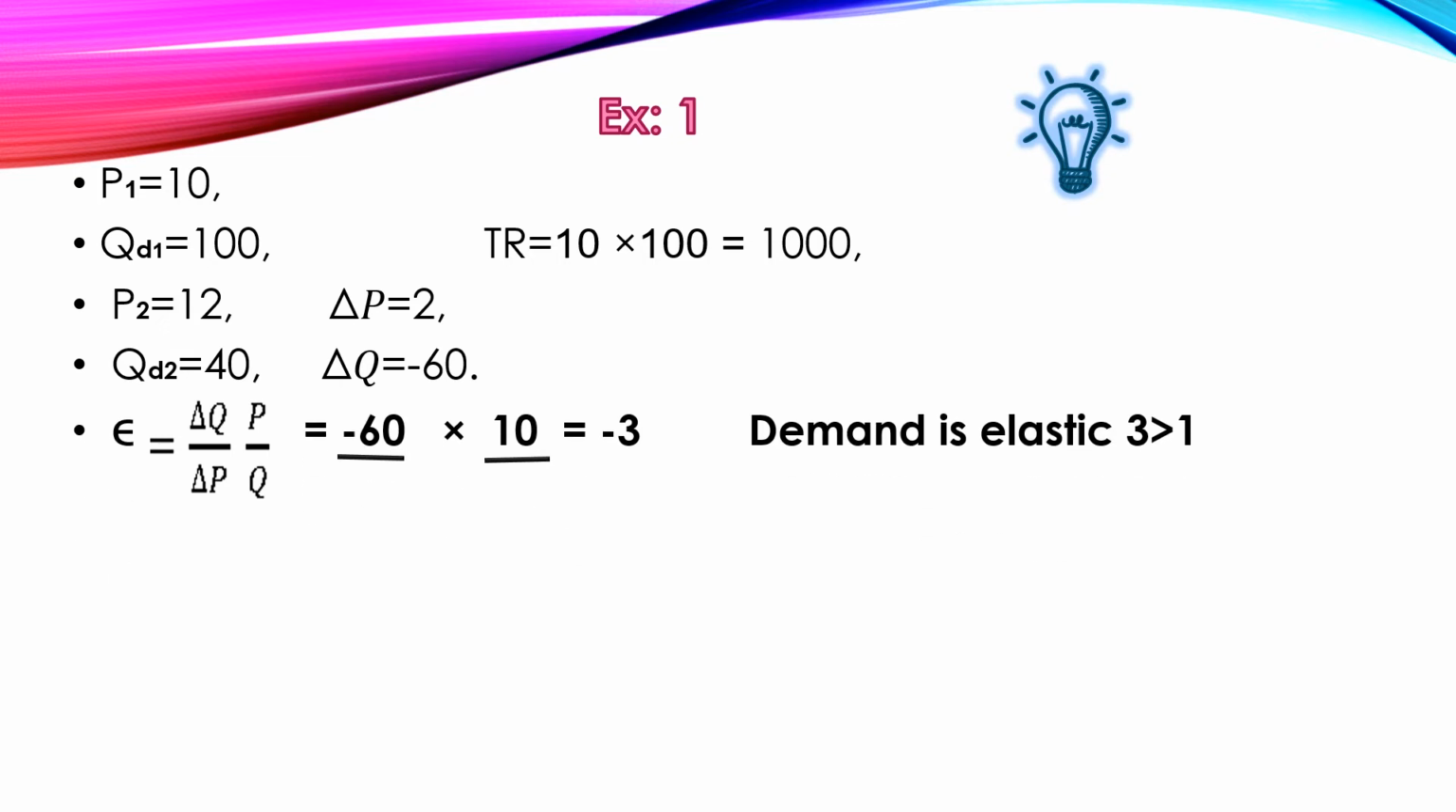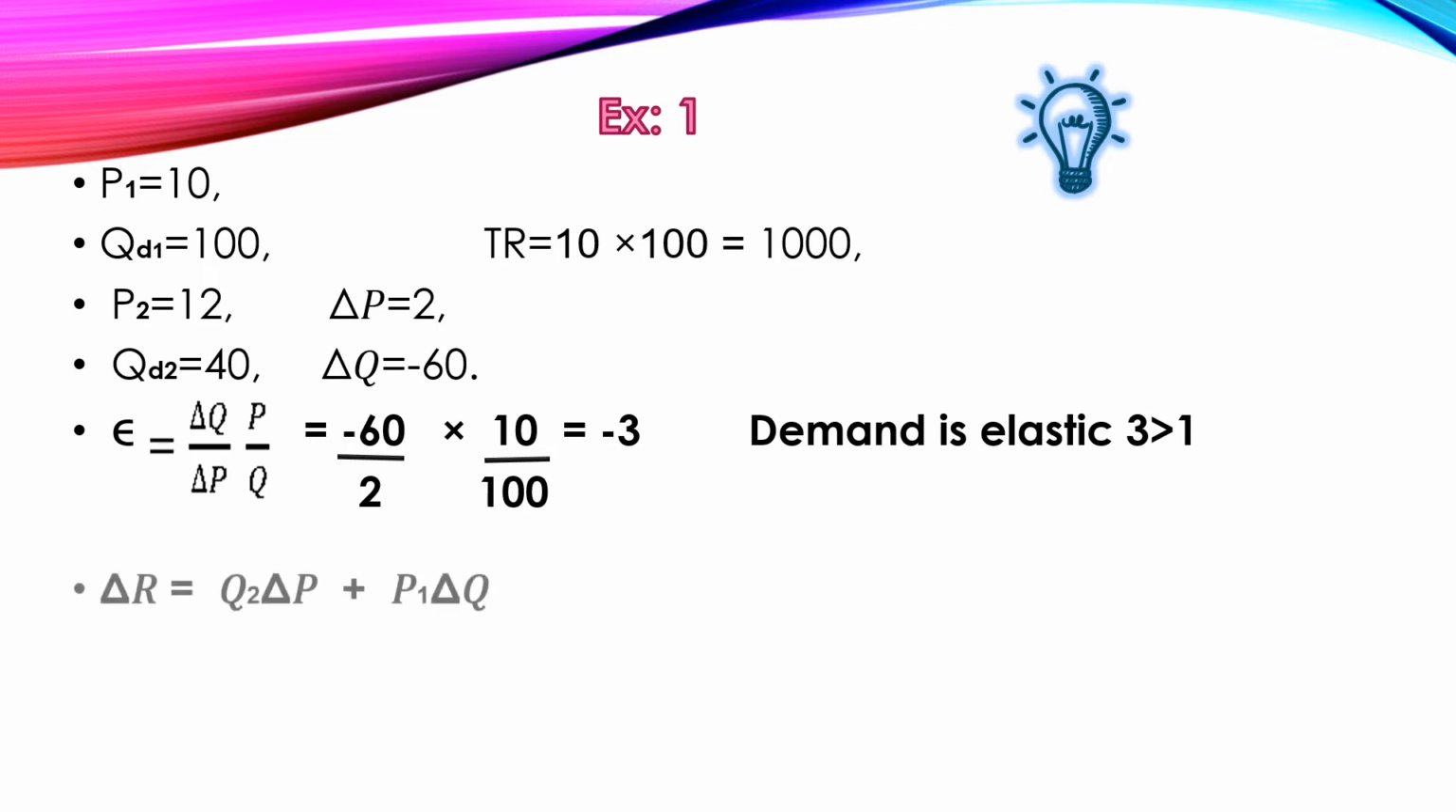The price elasticity of demand here equals change in quantity over change in price multiplied by price over quantity. Change in quantity equals negative 60, change in price equals 2, price equals 10, quantity equals 100. So negative 60 over 2 multiplied by 10 over 100 equals negative 3. Demand here is elastic. Why? Because 3 is greater than 1.